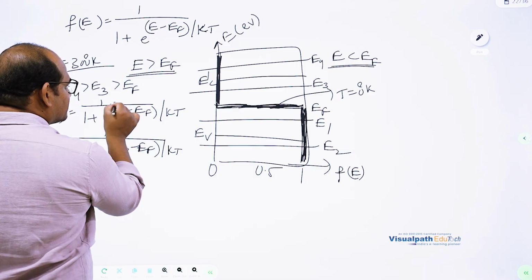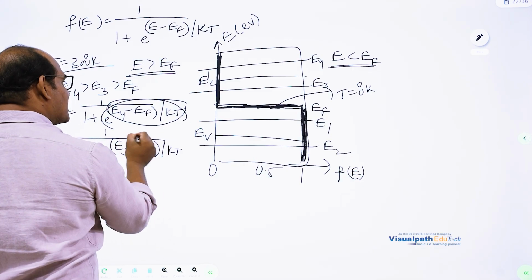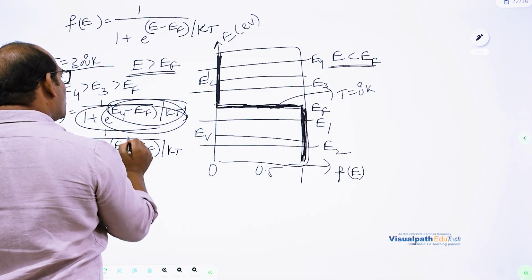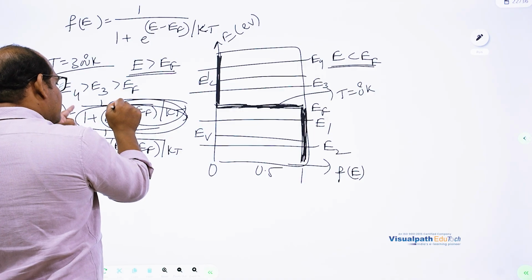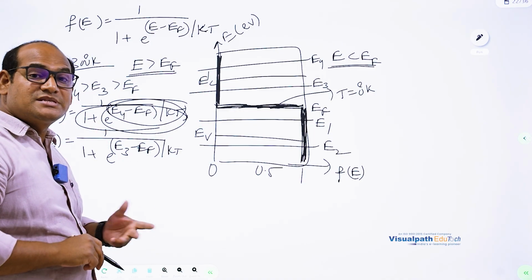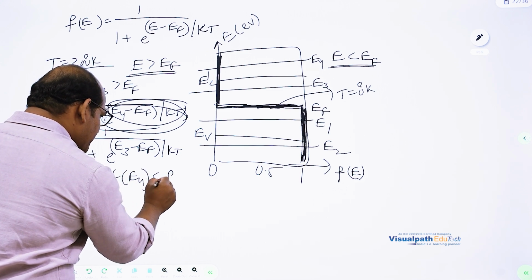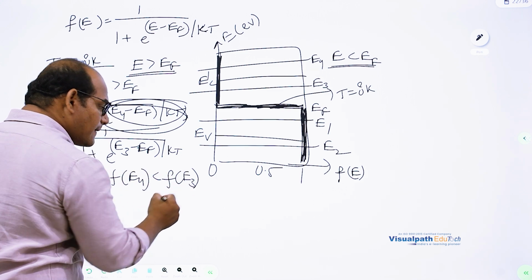So, this is larger. That means this is also larger, and this is also larger. So, the denominator of this one is larger compared to this one. When the denominator is larger, the total fraction will be smaller. So, f of E4 is smaller compared to f of E3. This is what we can tell.